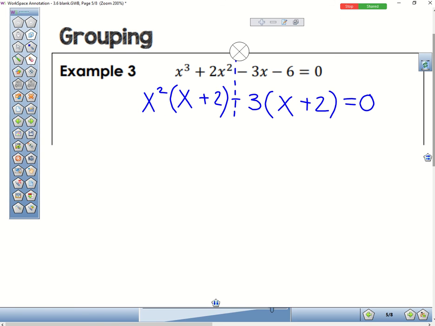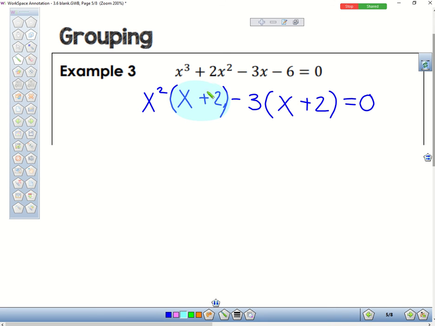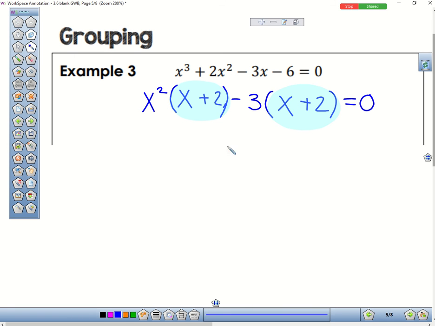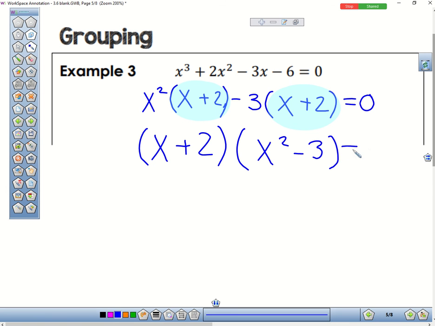So then from here, I'm just going to erase my dashed line. And now I'm left with this equation. Now, what do these both have in common? They both have an x plus 2. So I'm able to factor out an x plus 2 here. This leaves me with x plus 2 times whatever's left, which is x squared minus 3 equals 0. So that's the step I get to here.